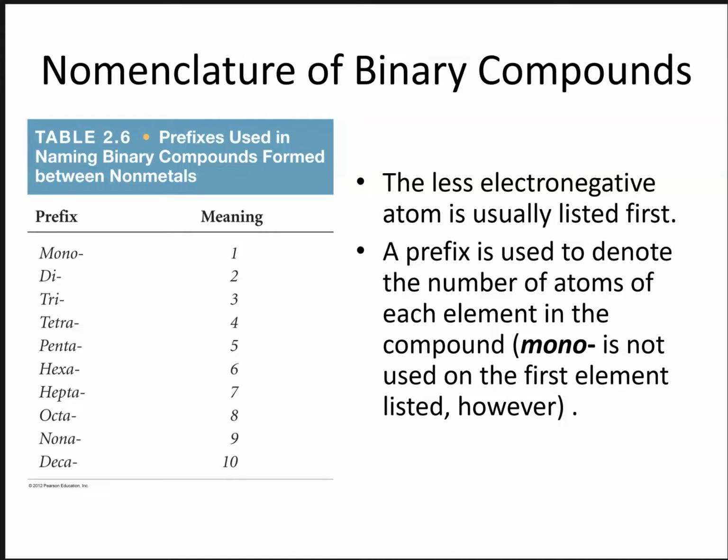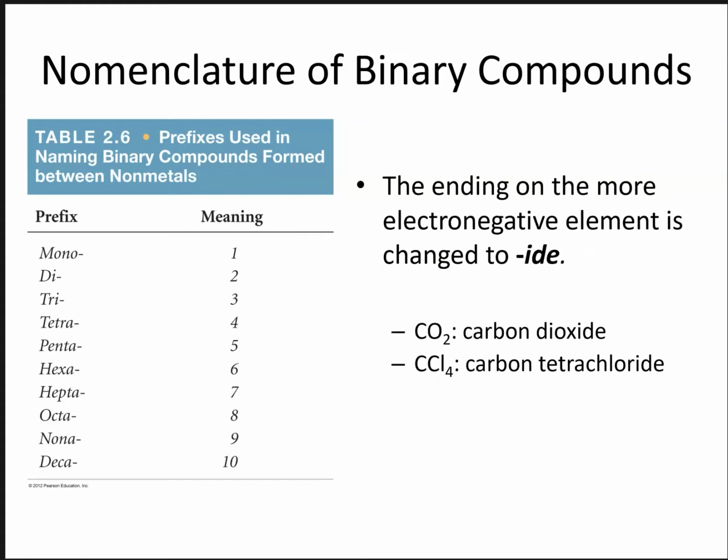So to name these materials, what we do is we write the name of the first element, and then we write the prefix for the second element, and then we change the ending of the second element to IDE. So CO2 is carbon dioxide. Notice we didn't put a mono there, because even though there was one carbon, we don't need mono when the first element is just one.